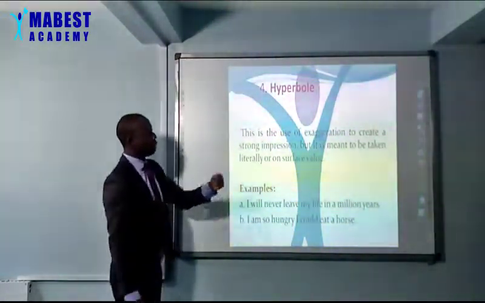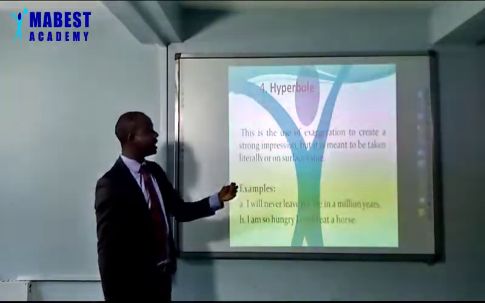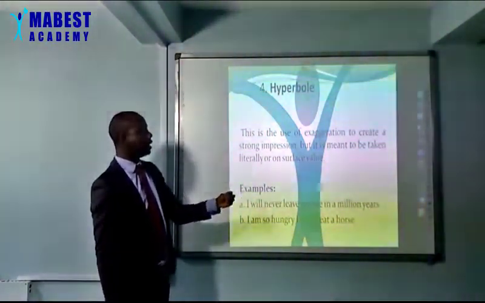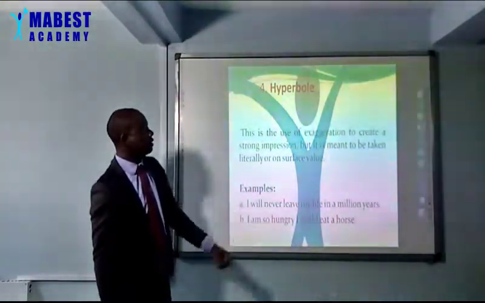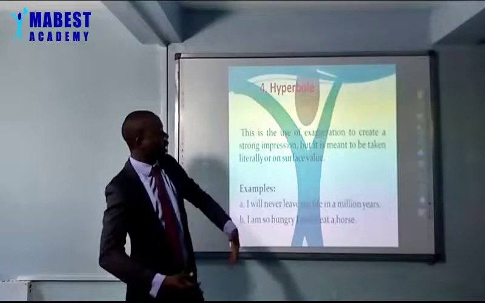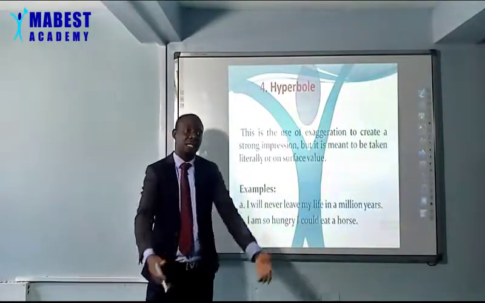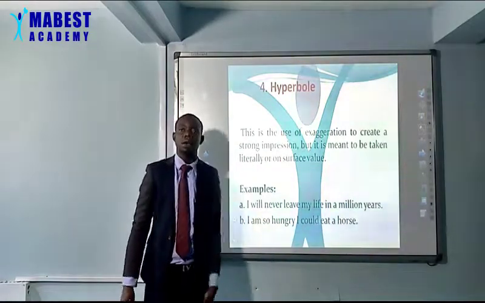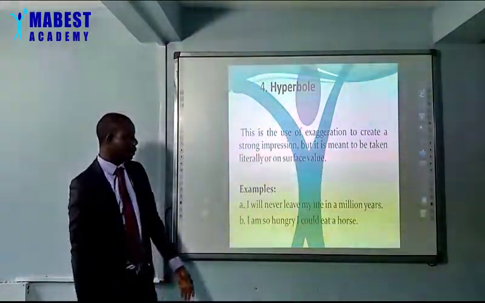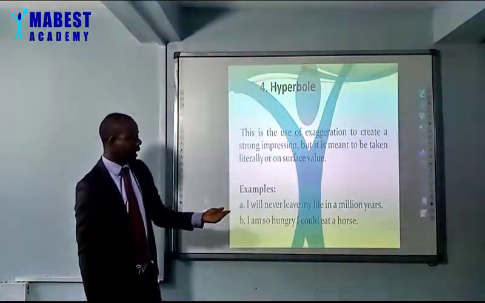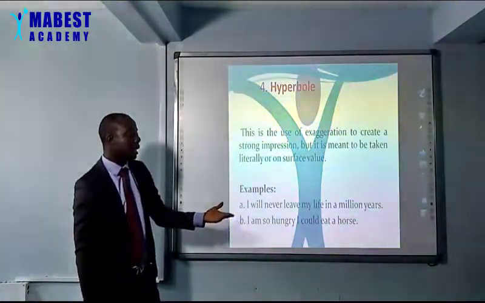You have hyperbole. This is the use of exaggeration to create a strong impression, but it is not meant to be taken literally or at surface value. In other words, it simply means overstatement. Then the opposite is litotes. Look at the examples we have on the board. "I will never leave my life in a million years." "I am so hungry I could eat a horse."